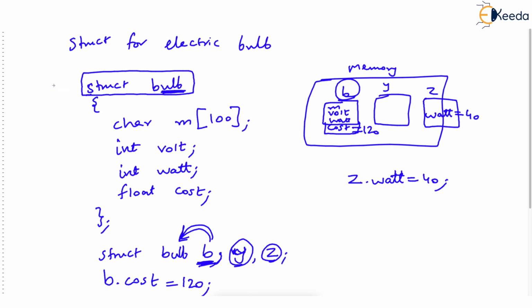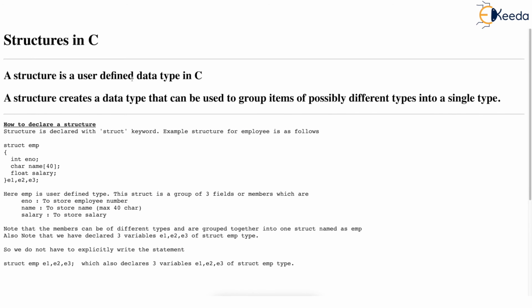This is how you declare a structure and you make variables. Both are important. Just declaring structure is not enough because that structure won't have any existence in the memory. But variables have existence in the memory. So you declare variables and then you use them to store values. I hope you understood the very fundamentals of structures.